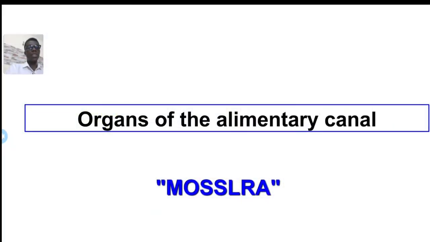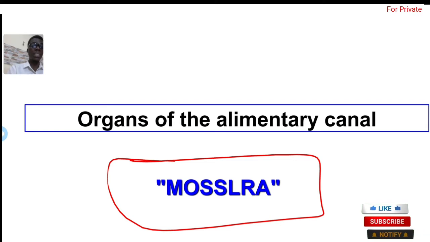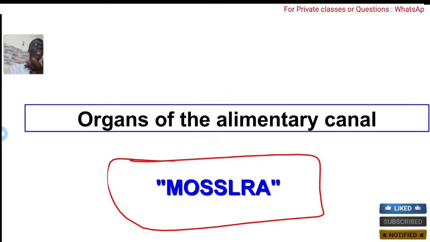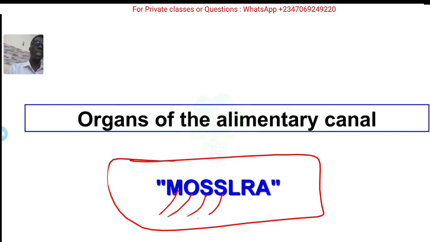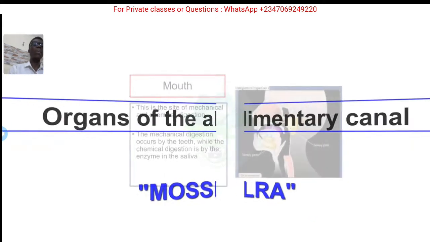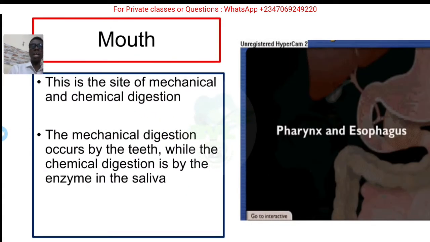All right, guys, welcome back. So we move on to the alimentary canal, the organs of the alimentary canal, and I've given you this acronym to make it easier for you. I've written the organs in the sequence of the arrangement: the food enters through the mouth, moves to the esophagus, from there to the stomach, from there to the small intestine, from there to the large intestine, from there to the rectum and the anus. So now let's take a look at each of them one after the other.